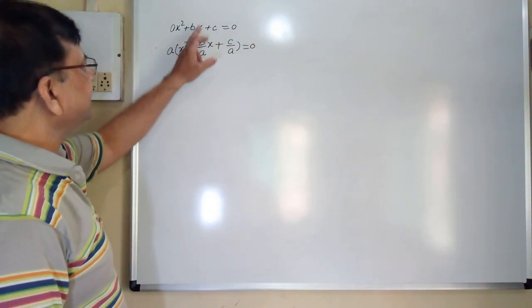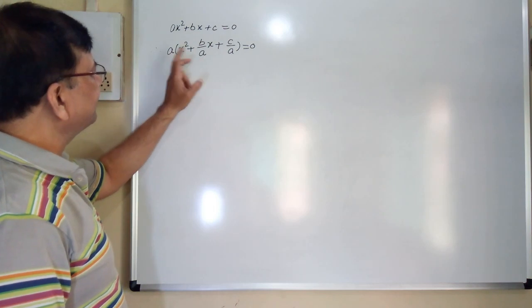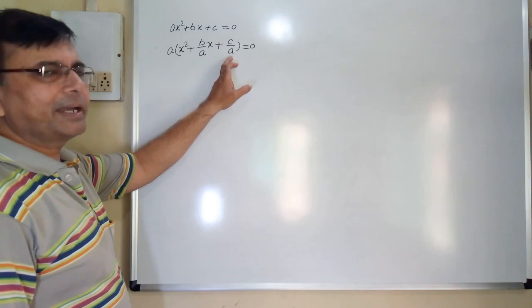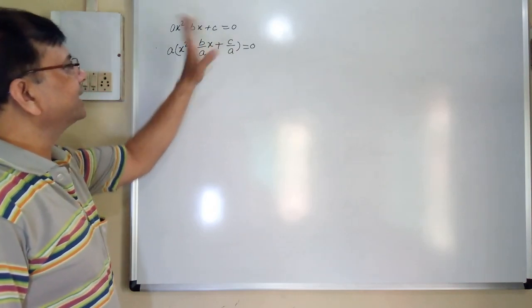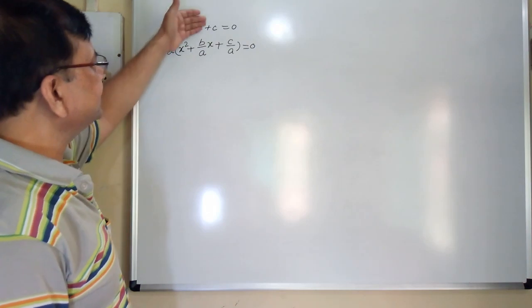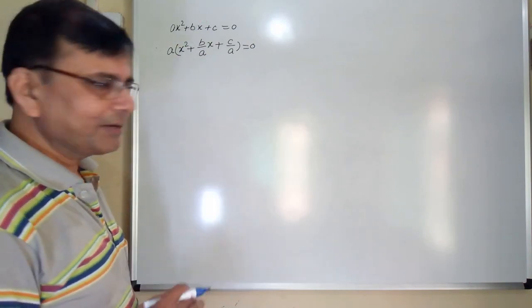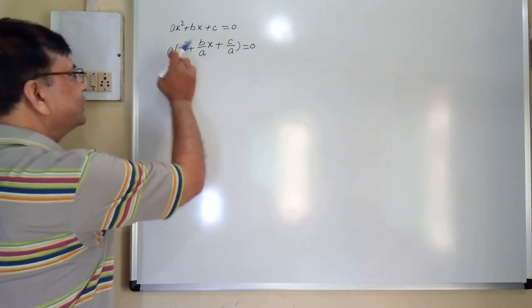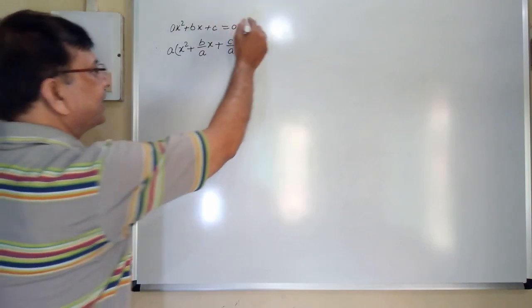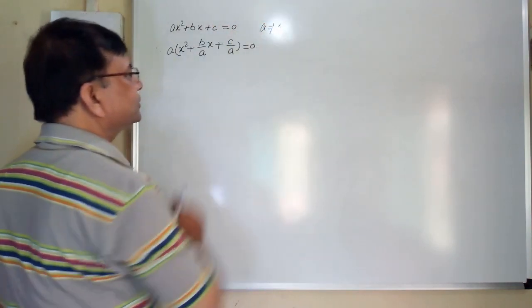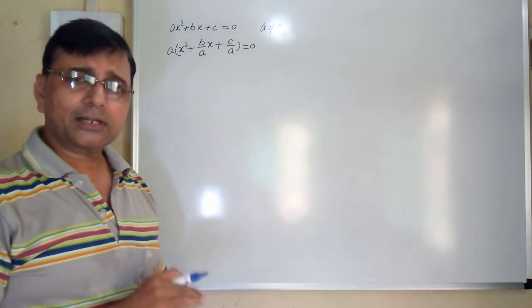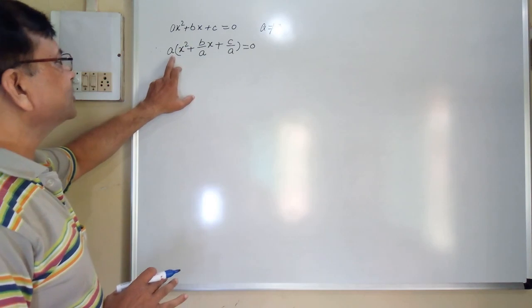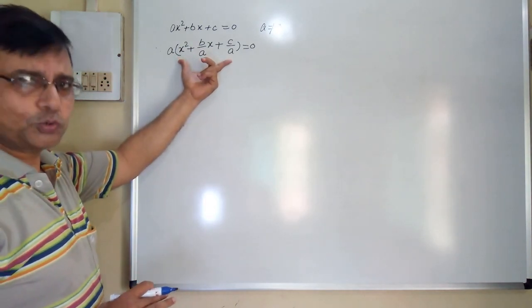Taking a common, there is no a, but it will go in the denominator. If you multiply with this a, you will get bx. Similarly for c by a, if you multiply this by a, you will get c. So there is no difference between this equation and this equation. But we are getting one benefit out of it. The product of a and this is equal to 0. So a is not equal to 0. In the beginning, I had told you a is not equal to 0, by definition of the general form of quadratic equation. It means this a is not 0, so this quantity has to be 0.